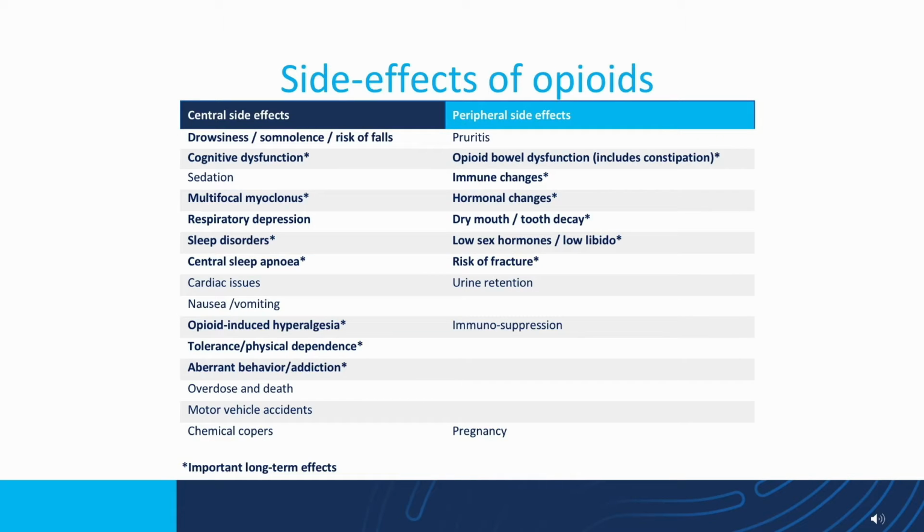Side effects of opioids. Let's spend a few minutes on this. So there are central side effects, there are peripheral side effects, there are many side effects. The highlighted ones, the ones with an asterisk, are really the long-term side effects that are very important, and that's what we're talking about here. Drowsiness, somnolence, cognitive dysfunction, risks of falls. If you give it to an elderly patient, they've got comorbidities, they have a trip, they have a fall, they break a bone, could be a fatal event. Got to be careful.